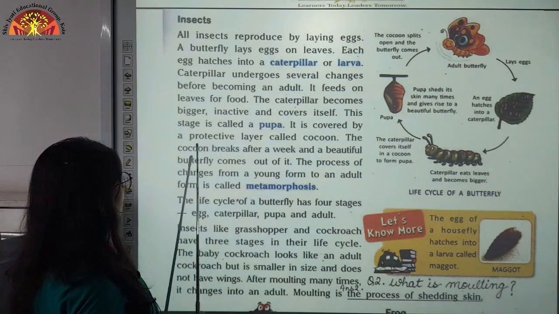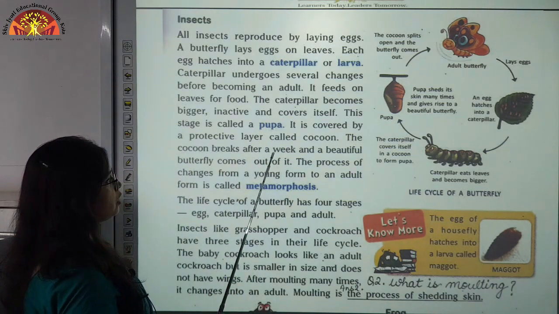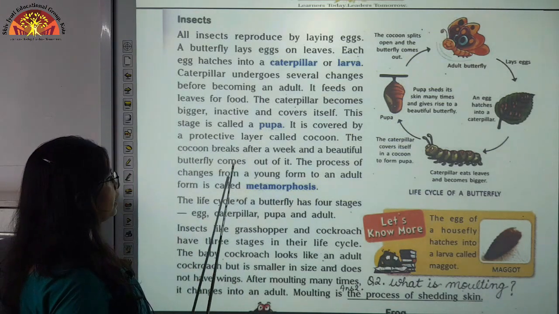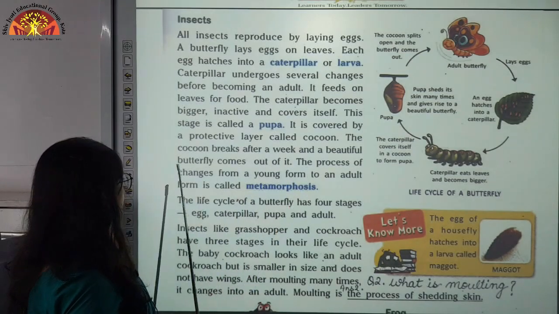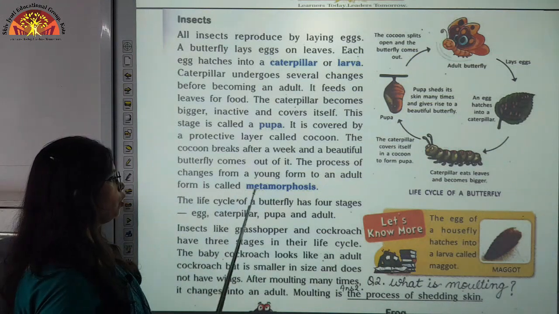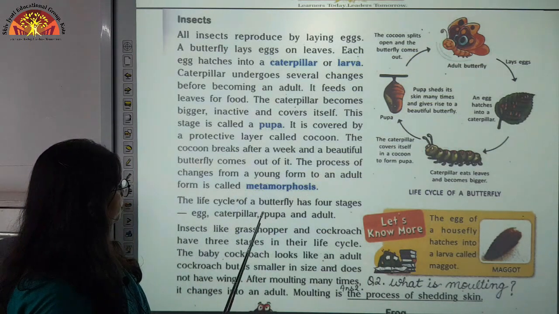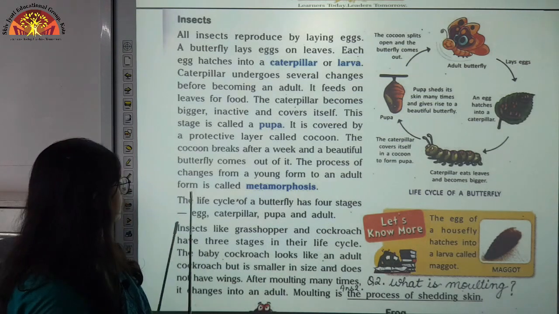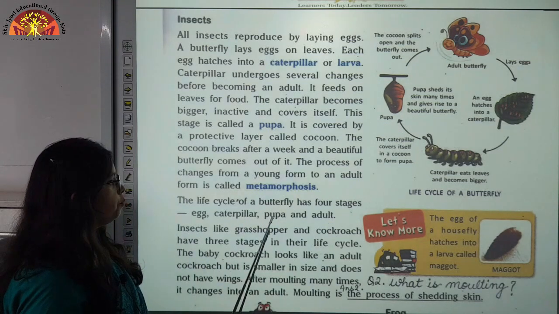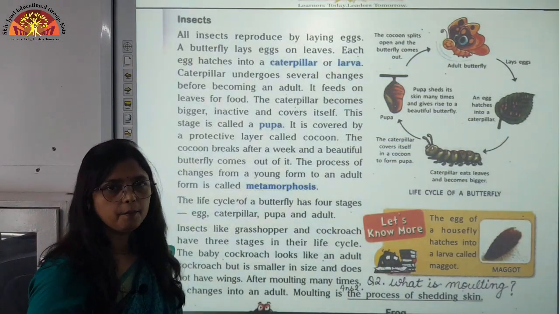It is covered by a protective layer called cocoon. The cocoon breaks after a week and a beautiful butterfly comes out of it. The process of changes from a young form to an adult form is called as metamorphosis. Here, the life cycle of a butterfly has four stages. These are egg, caterpillar, pupa, and adult. So now let us see the life cycle of butterfly.